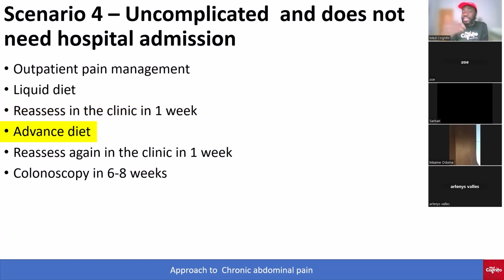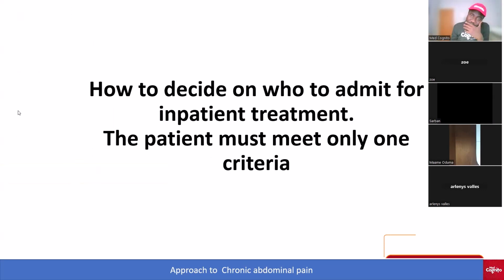And then advanced diet. As the patient is improving, you want to give the patient some advanced diet and reassess the patient again in the clinic in 1 week. So liquid diet, outpatient pain management, then reassess, and advanced diet, and then reassess, and then you do your colonoscopy 6 to 8 weeks later. Right? So the last but not the least.